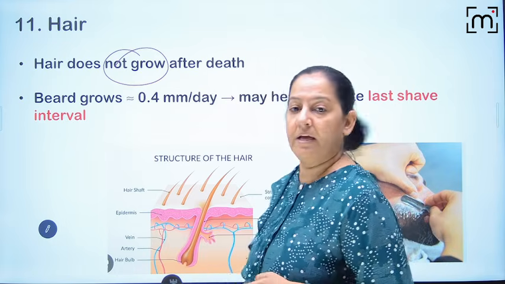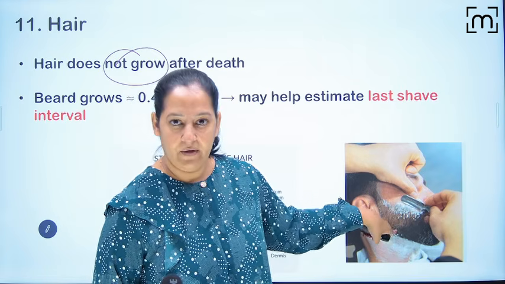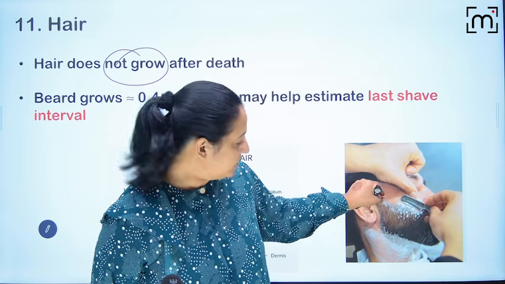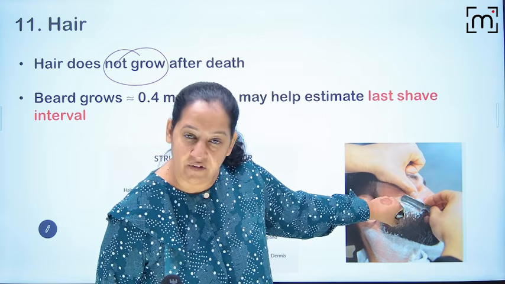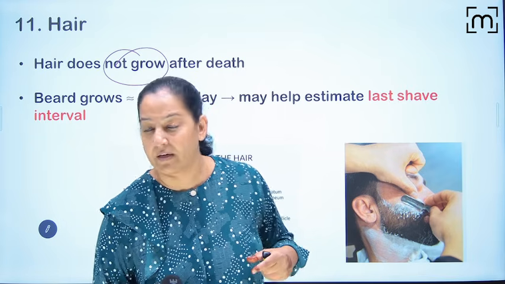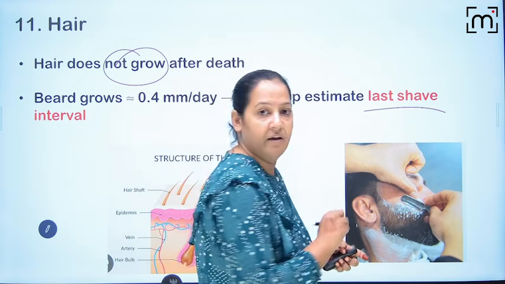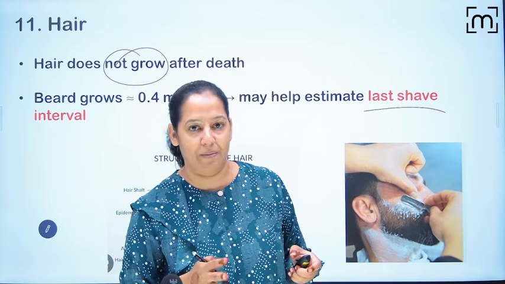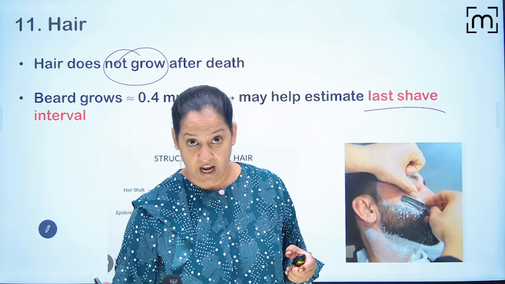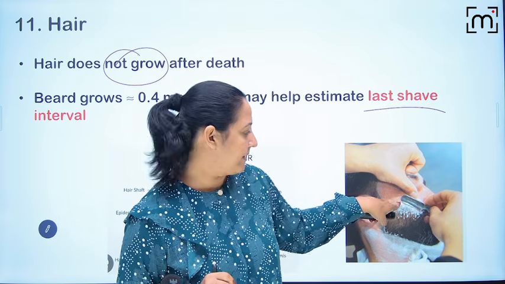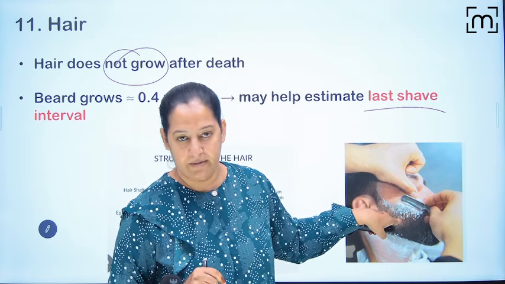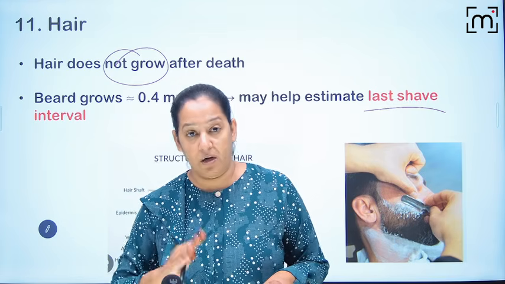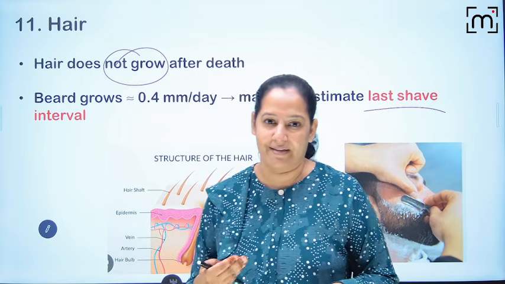Now, if it is a male, we can see the size of the beard, and we can ask the family when the last shave was done. Based on the size of the beard hair, we can predict the time of death. Suppose the last shave was done 2 days back, 48 hours back, from the time of examining the dead body, and the size of the beard hair shows 36 hours. After 36 hours, there is no growth. So 36 to 48 hours is the time interval. I hope you are getting it. I'm able to explain to you.